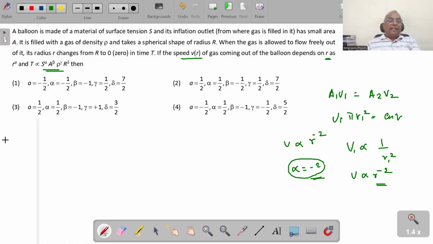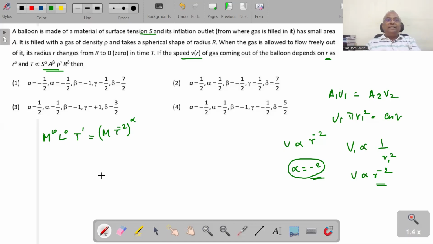T is called time, so M to the power of 0, L to the power of 0, T to the power of 1 equals. S is called surface tension. Surface tension is force per unit length. Force is M L T to the power of minus 2, divided by L, no? Force by length, to the power of alpha.